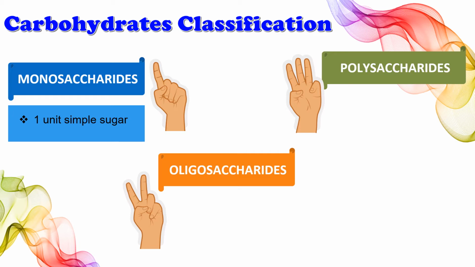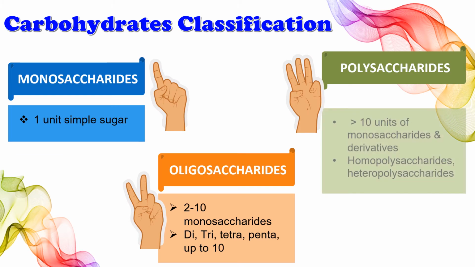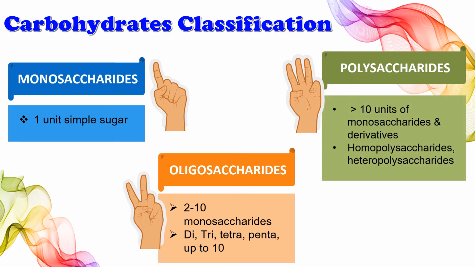Oligosaccharide is sugar that has between 2 to 10 units of monosaccharides. It can be named according to the number of monosaccharide units it has. For example, disaccharide is a 2-unit monosaccharide sugar, and trisaccharide is a 3-unit monosaccharide sugar. A polysaccharide is a sugar with more than 10 units of monosaccharides, which can be classified into homopolysaccharides or heteropolysaccharides groups.